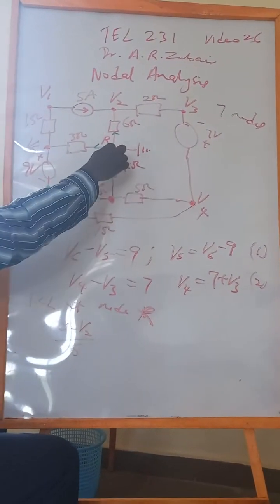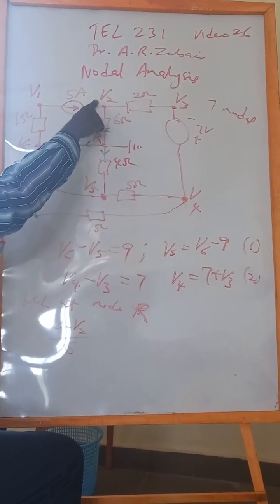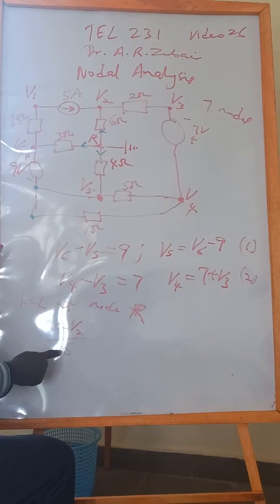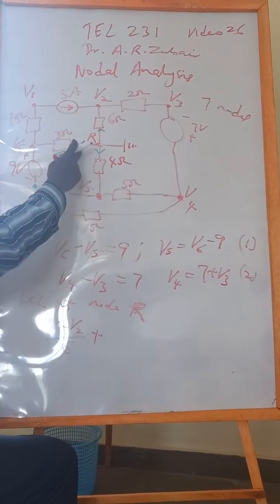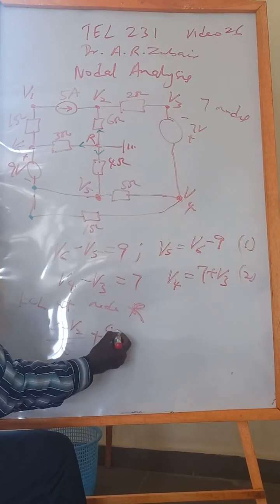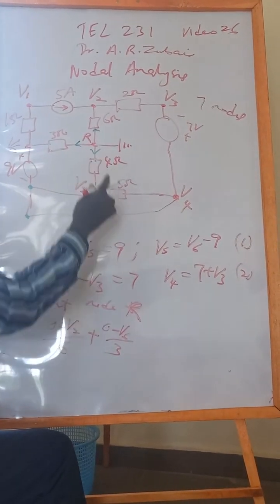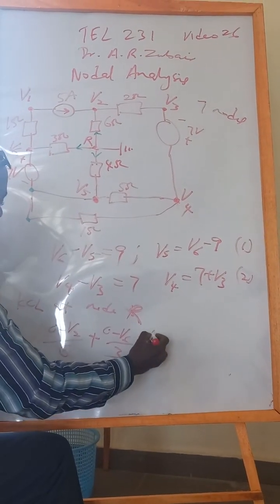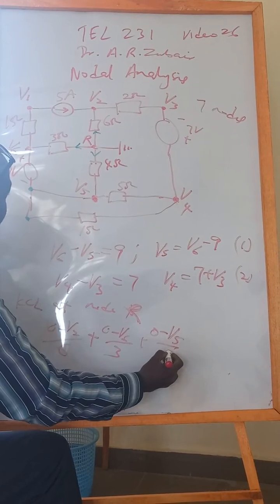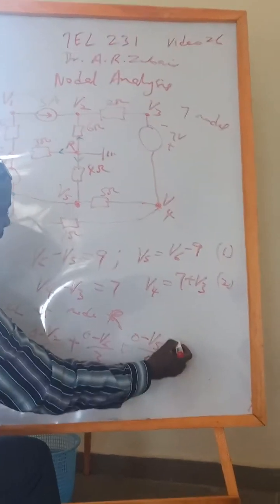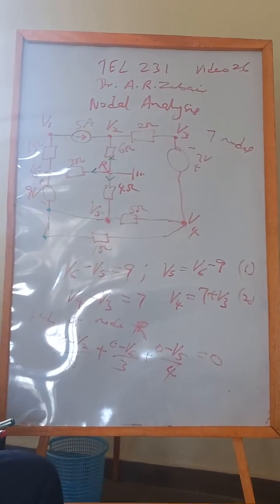So this will be like 0. It's like this 0 that is forcing current against this. So it's going to be 0 minus V2 over 6, plus this other current is going to be 0 minus V6 over 3, plus this other current, 0 minus V5 over 4. And the total current must be equal to 0, since the 3 currents are going away.